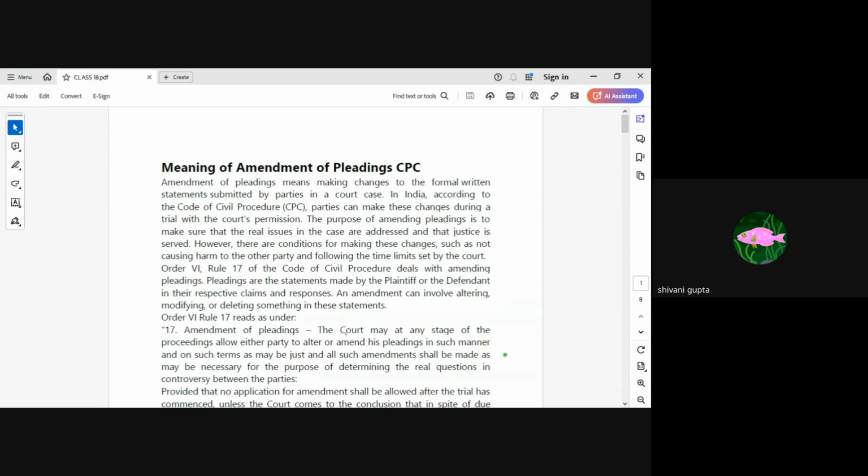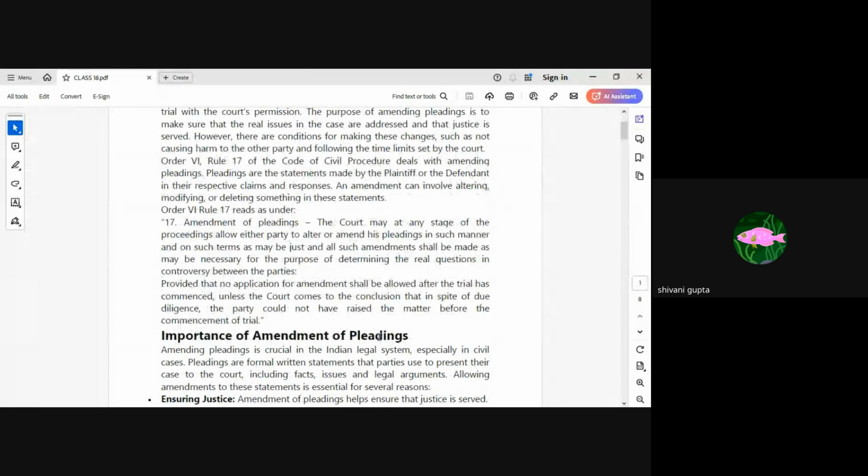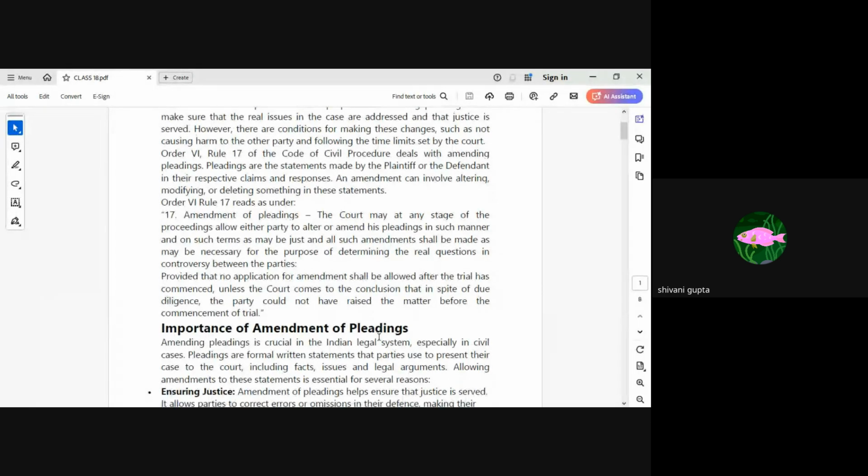Rule 17 states, as I have mentioned on the slide, that the court may at any stage of the proceeding allow parties to alter or amend their pleadings on such terms as may be just. The first and foremost condition is that it must be just, and all such amendments shall be made as necessary for determining the real questions in controversy between the parties. The proviso states that no application for amendment shall be allowed after the trial has commenced, because the trial proceeds on the scope of the pleadings submitted, unless the court concludes that in spite of due diligence, the party could not raise the matter before the commencement of the trial.